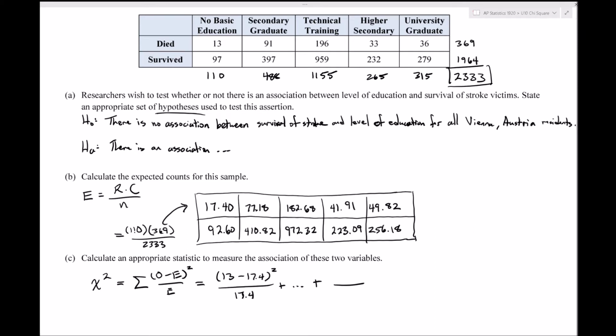So for the very, very last one, we're talking about staying in the first row and exhausting all the columns, moving down to the second row afterwards, and then exhausting all of the columns, and the very final entry would be 279, which was observed. So 279 minus the expected in that category, 256.18, squared. This is divided by 256.18 because that's the expected. And this should equal to, well, I'm going to go to a calculator for this.